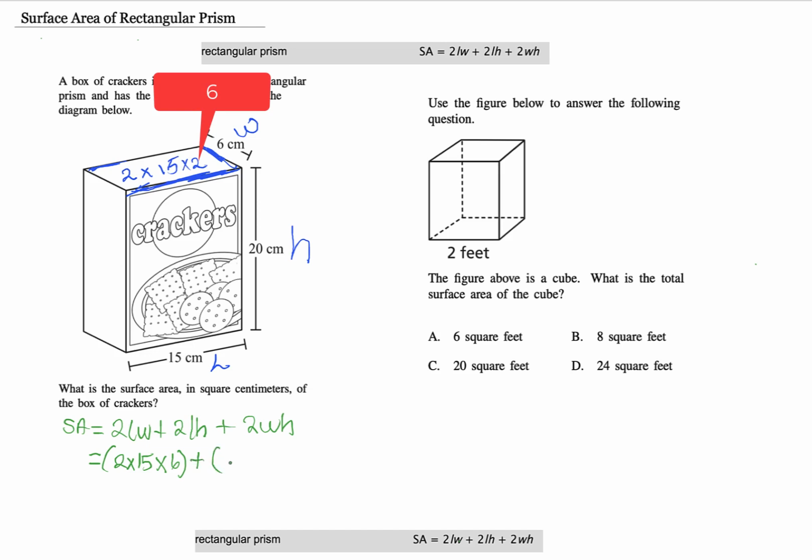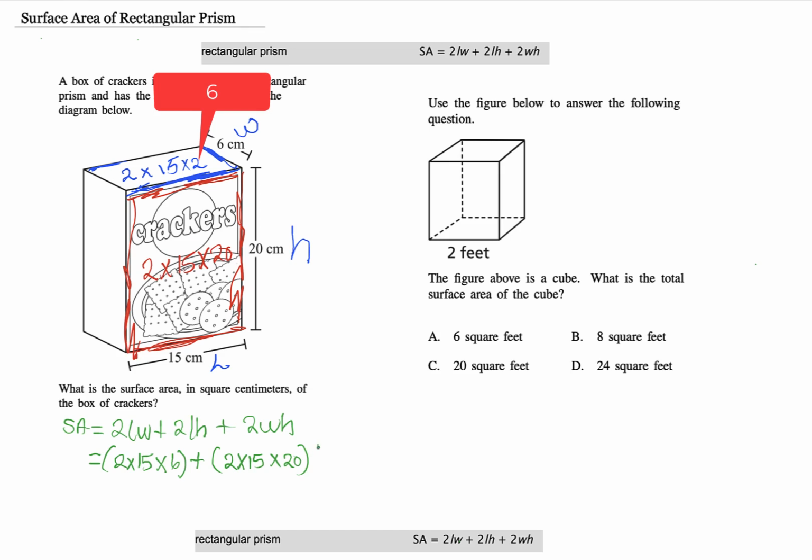Plus, then I have 2 times the length is 15, and then the height is 20. So I'm finding the area of this right here. So the front of the box, and because I'm timesing by 2, I'm also going to get the back of the box. So I am doing this right here. So I'm finding the area of this face of the box right here. So this is 2 times 15 times 20.